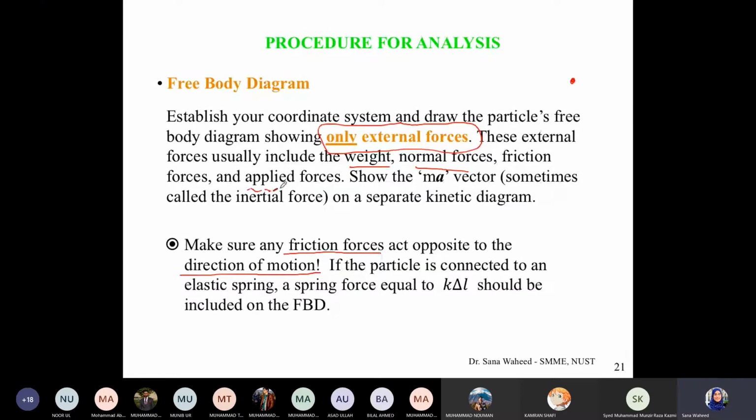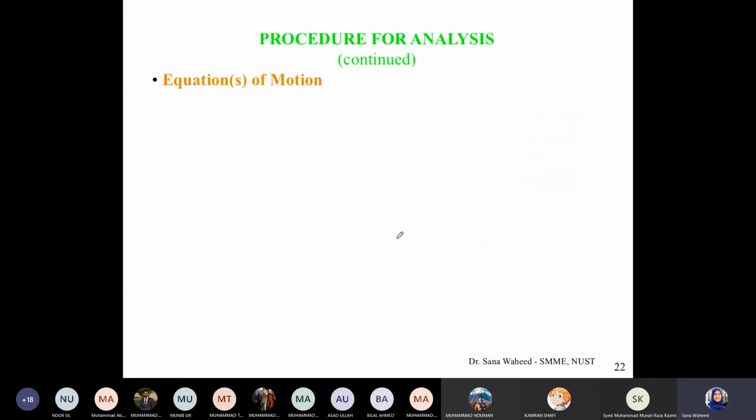Secondly, in the applied forces, you could have, let's say, a spring system that you're considering. Then don't forget the spring force, that is actually equal to K times delta L, right? So if delta L is positive, then it's a tensile force, meaning if the spring is extending, then it's tensile. Whereas if there's compression in the spring, delta L is negative, then it's a compressive force. Okay. So be careful about these.